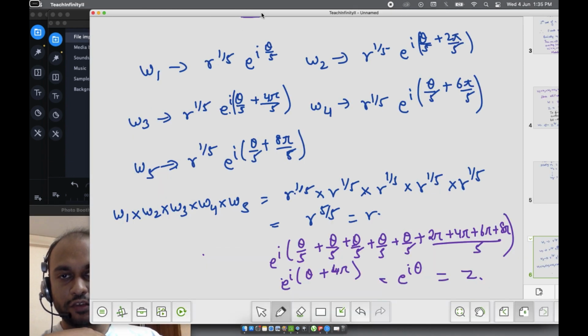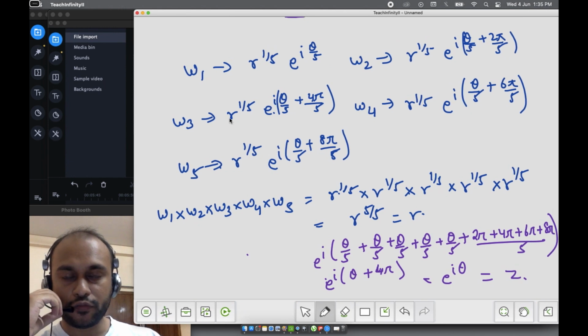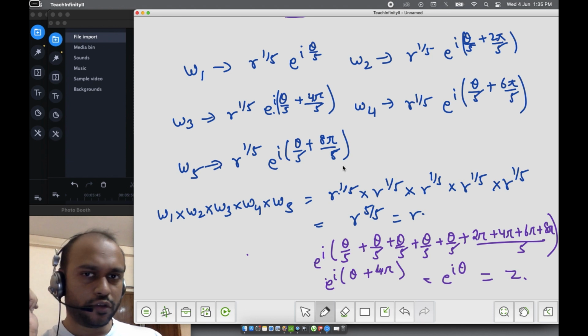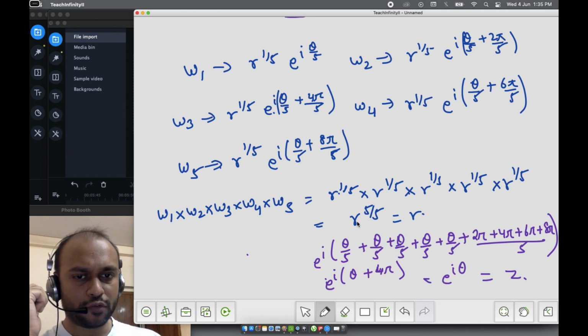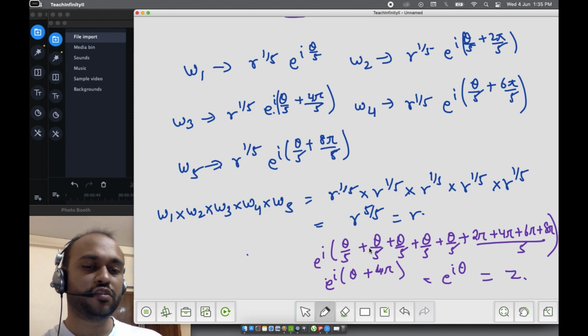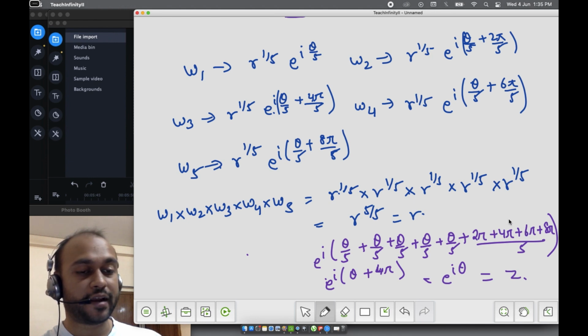So finally, the application. Once we've written down all the roots, W1, W2, W3, W4, W5, in Euler's form, now if you multiply these roots, you will see that the moduluses multiply to give you r to the power 5 over 5, which is just r, which is the modulus of z, right? And if you add all the arguments, which you do when you multiply complex numbers, it becomes 5 theta by 5, which is nothing but theta, and all of this gets added to 2 plus 4 plus 6 plus 8, which gets added to 20 pi over 5, which becomes 4 pi.